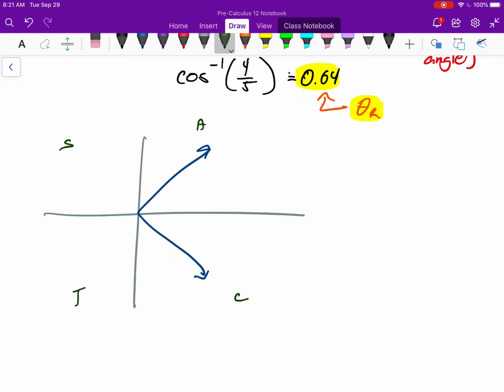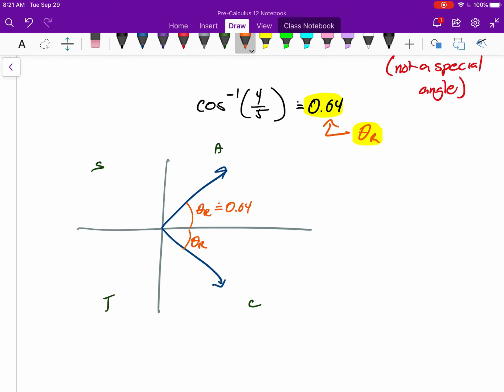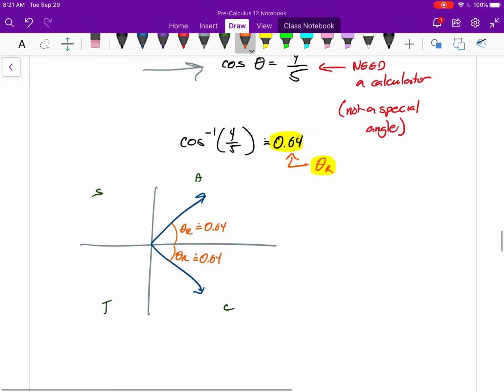And so now I know my reference angle. This and this I now know is about 0.64. Okay, that's really important because now there's not much left. So how do I state my general solution?